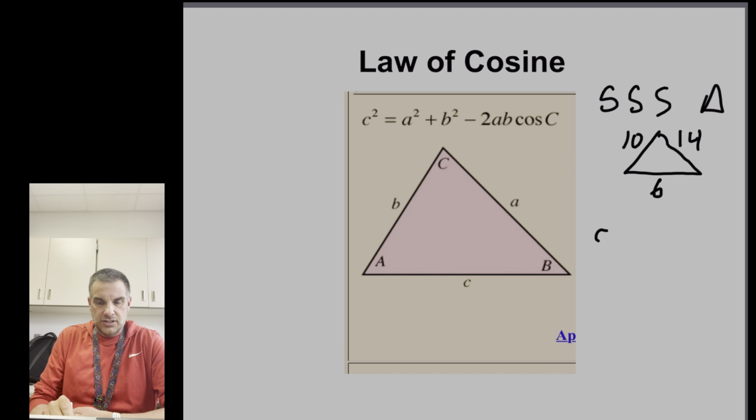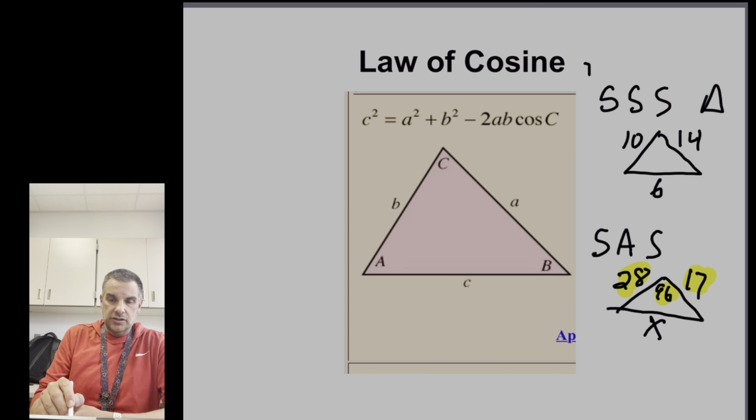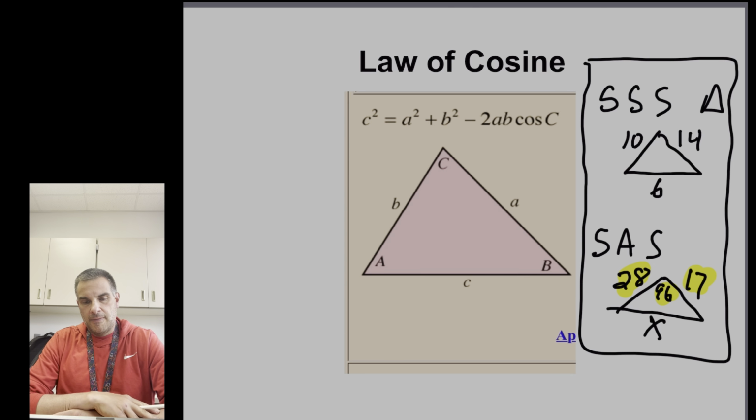The other instance that this is going to work is if we're trying to find a side and we have a side-angle-side. So we have this triangle sitting here where we know that the measure of this angle is 96, and let's say the length of this side is 28 and the length of this side is 17. So we've got a side, an included angle, and another side, and then we would want to find this value of x down there. So these are the two instances when the law of cosines is going to work: side-side-side, or a side-angle-side kind of situation.